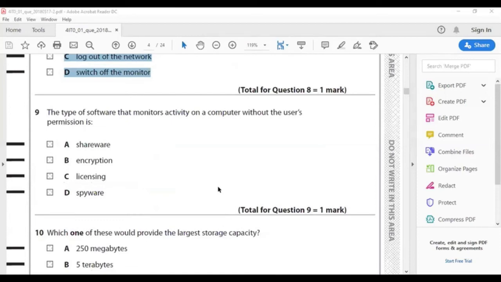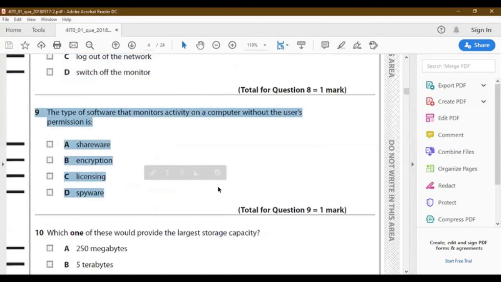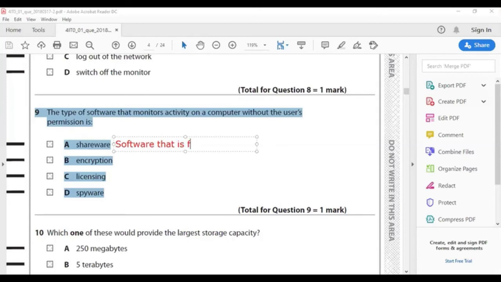The type of software that monitors activity on a computer without the user's permission is the type of software. Sir, I don't know what shareware and spyware are. Okay, let's go over them one by one. Shareware means software that is free to use, download and use. Okay, that's shareware.